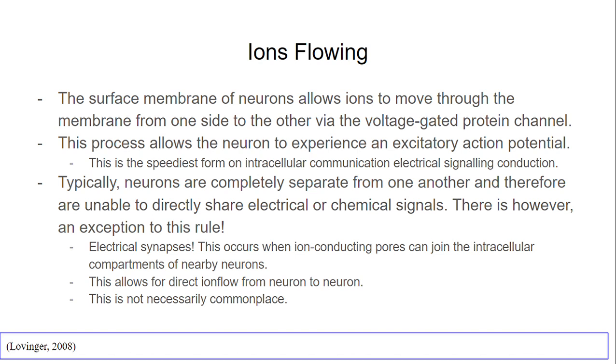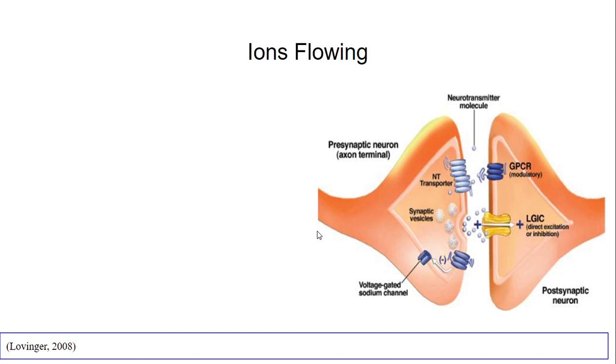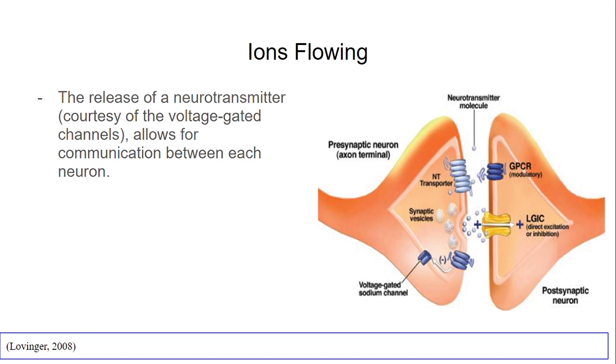Now, electrical synapses are not typically a commonplace occurrence, at least according to Levenger. So they're not something that we need to spend a lot of time on today. So ions flow, because the flow of ions, again, allows the release of a neurotransmitter. And this neurotransmitter allows for communication between cells.